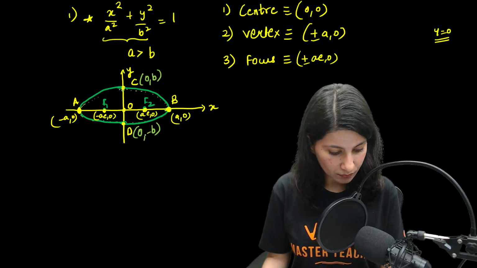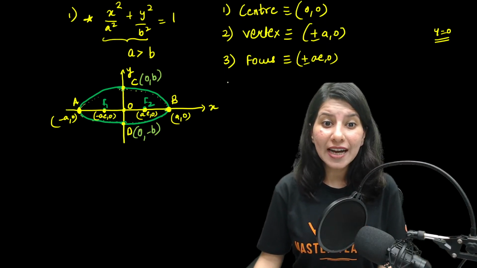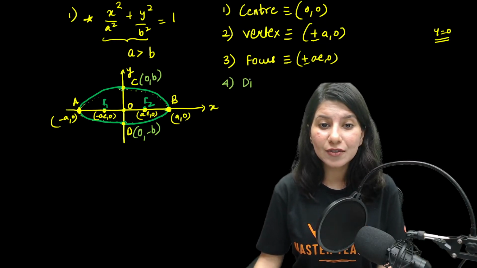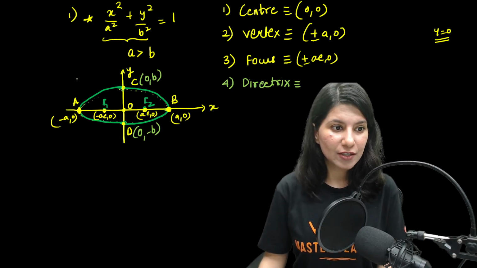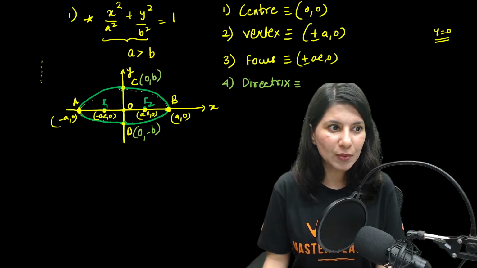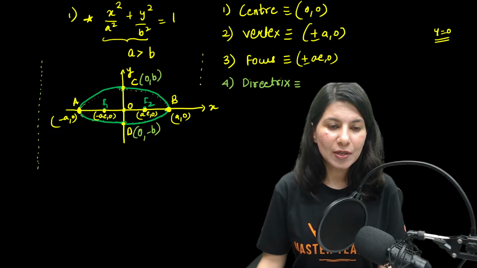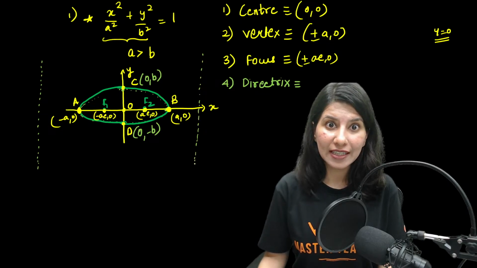Now, we will talk about the directrix of the ellipse, okay? So let me tell you, for the directrix of the ellipse, there will be two foci, so obviously there will be two directrices. This will be your first directrix of the ellipse. This will be your second directrix of the ellipse, right?